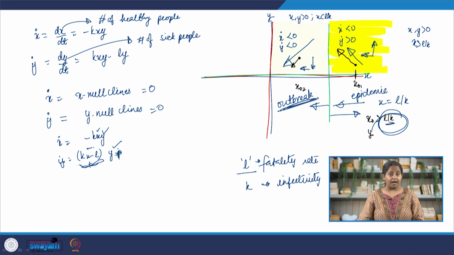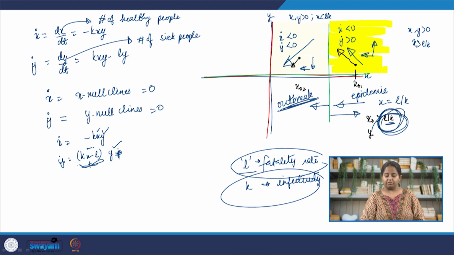For a disease that has a high fatality rate and a low infectivity rate, this boundary of L by k is going to be very high. So we need a lot of people to be infected with a very fatal, dangerous disease that has low infectivity. It doesn't spread very rapidly, but it almost always kills. We need a lot of initial people to be sick for it to enter the epidemic phase. Otherwise, most likely it's going to be an outbreak. So diseases that have high fatality and low infectivity have a higher L by k value.